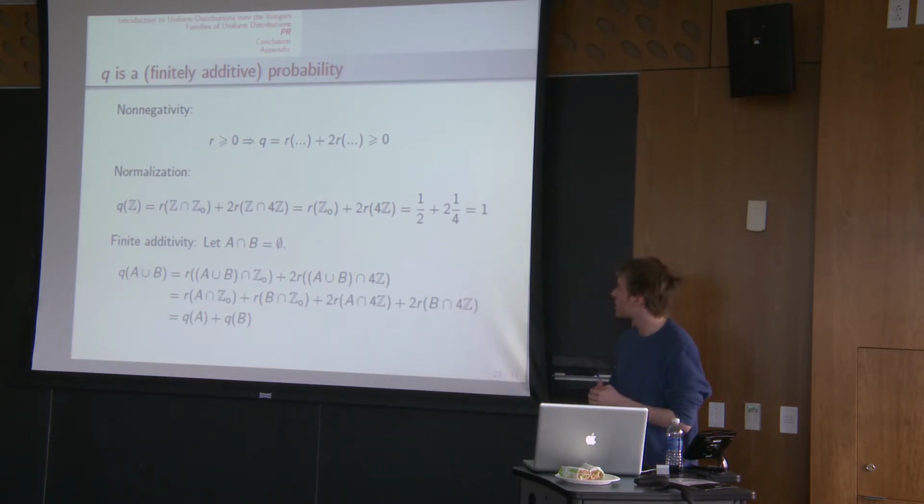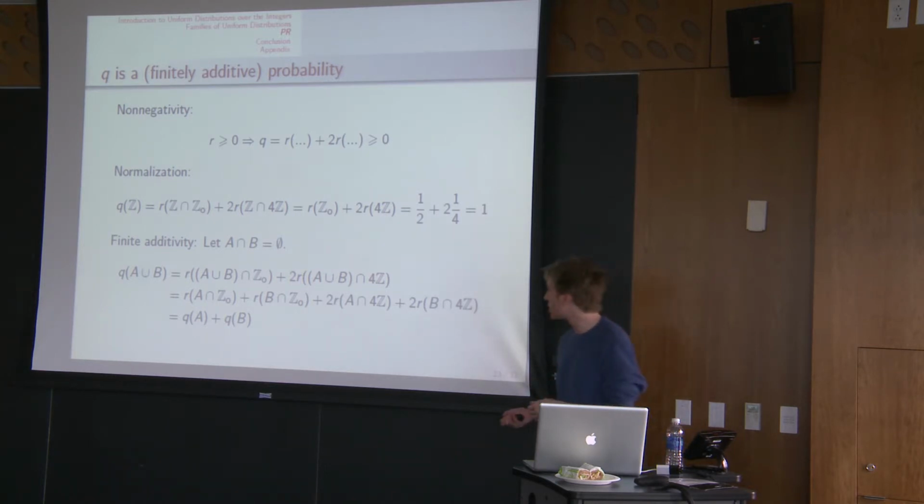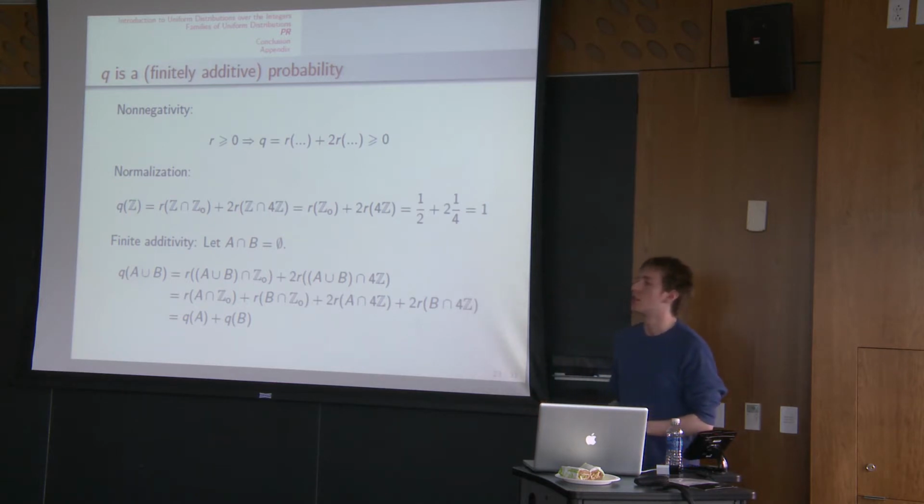Finite additivity: consider two disjoint subsets. Take their union. Now we get this union intersected with the odds. We also get a union intersected with the multiples of 4. We're going to distribute the intersection into the union, so we get a union of intersections.